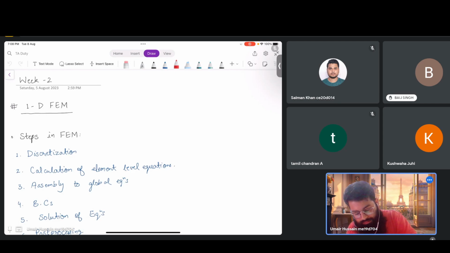I'll quickly summarize this. What we studied was that a minimization problem can be converted into a strong form using the Euler-Lagrange equation, right? And a strong form can be converted into weak form using the weighted residual statement, or as you can call it.